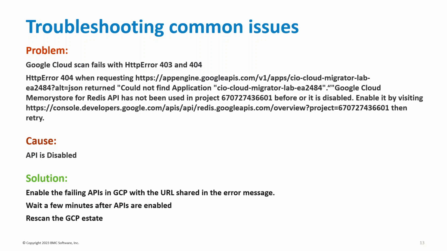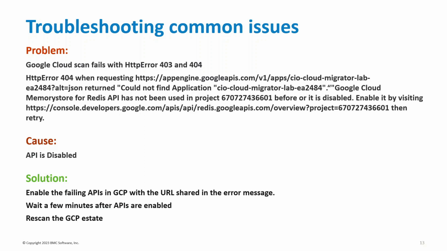Let's now look at the scenario of troubleshooting some common issues. The GCP scan fails with HTTP error 403 and 404. And this is the error message that you will see logged in the log message. And this error message will only occur when the API is disabled.